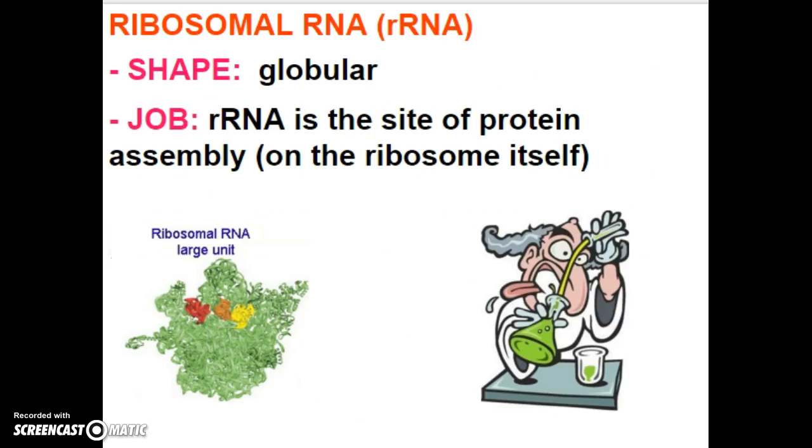The ribosome itself has its own particular special RNA. We call it ribosomal RNA, or little r, RNA. The shape of ribosomal RNA is globular, for lack of a better word. There's no particular shape. It's ribosomal shaped. The function of rRNA is to be the actual site of protein assembly. So it's the ribosome itself.